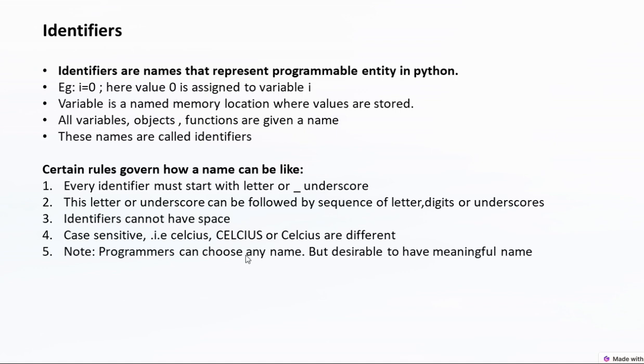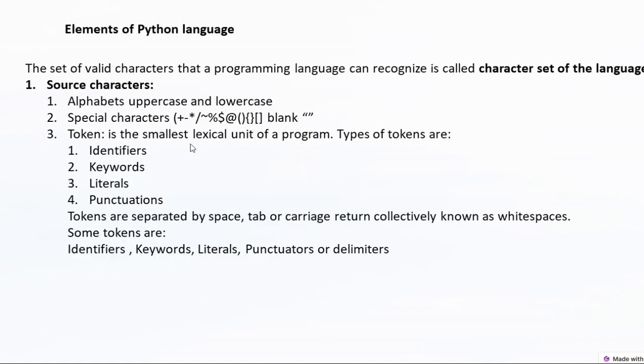So let's first see what is a token. As I said, token is actually the smallest lexical unit of a program. There are different types of tokens like identifiers, keywords, literals, punctuations. For the exam, this is one of the very common questions which is asked: what is token, and explain the different types of tokens. So you need to write this is the smallest lexical unit of a program, but these are the different types of tokens and you have to explain each one of them.